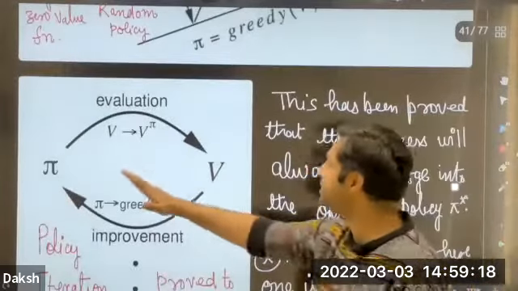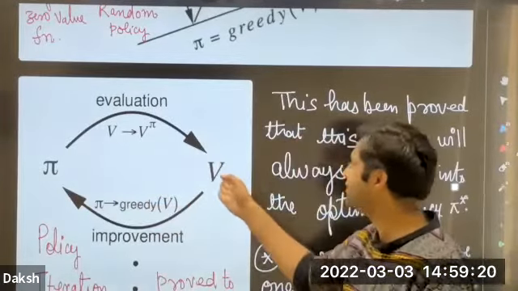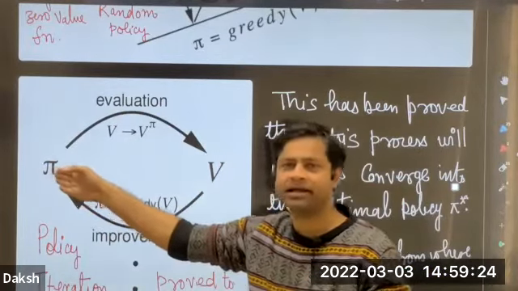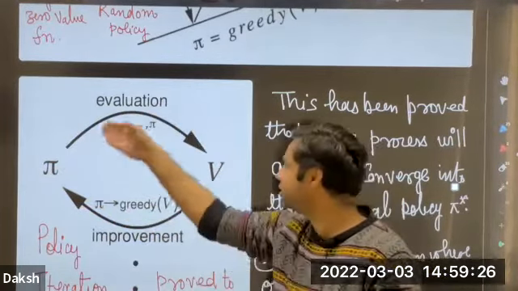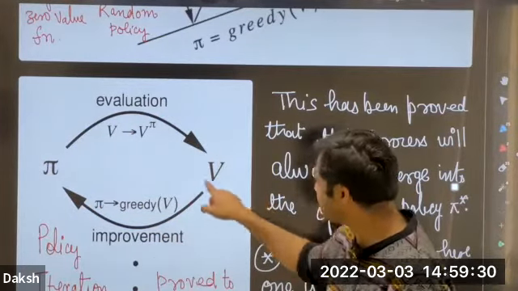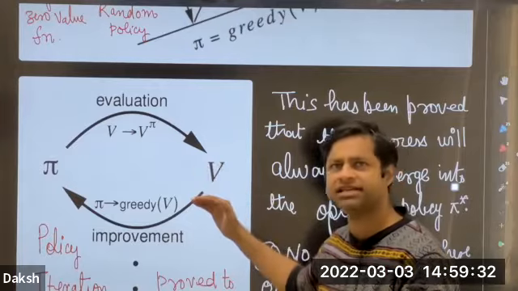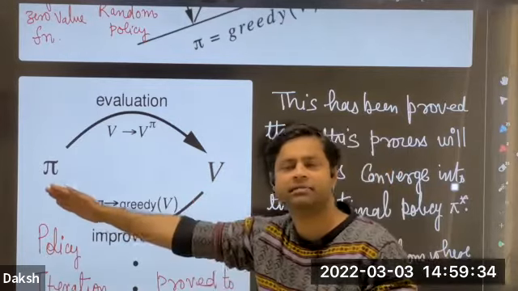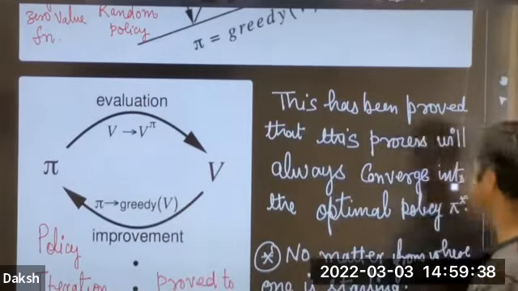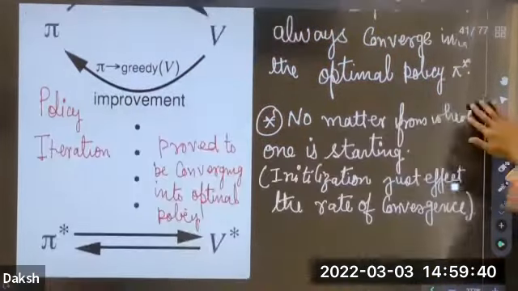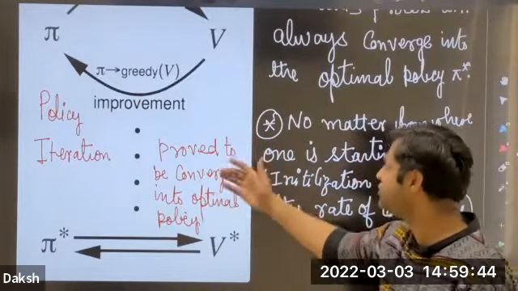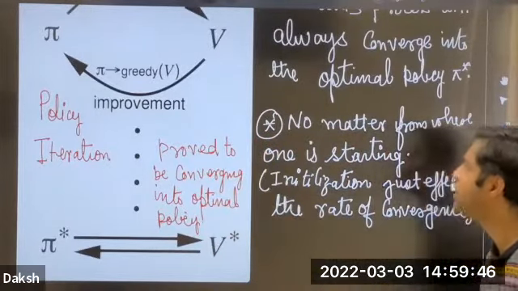So you have a pi. You evaluate, you will get V. You take a greedy decision, you get a pi. And then you keep on doing. You slightly iterate over V, keep on changing, and then go back to some greedy pi. And keep on doing. That is called improvement to convergence. It has been proved that it's going to converge to some optimal policy.